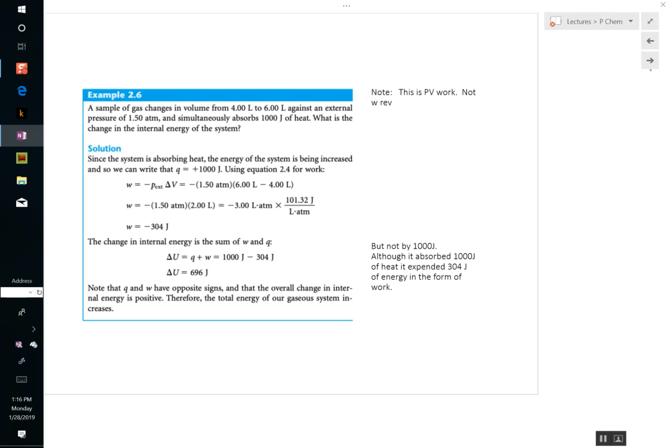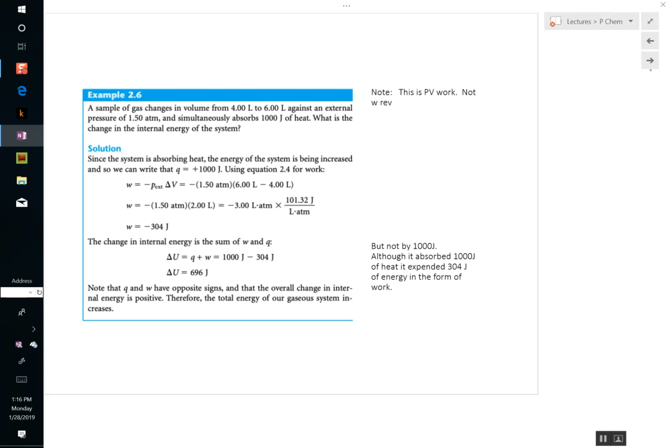All right, so here we're calculating this PV work. It's expanding against an external pressure of 1.5 atmospheres. It's changing that volume, final volume minus initial volume. So the pressure times the volume change, and you get liter-atmospheres, converting it to joules, negative 304 joules of work that the gas is accomplishing against the surroundings. So the system is losing energy.